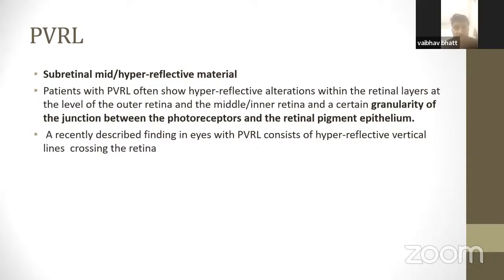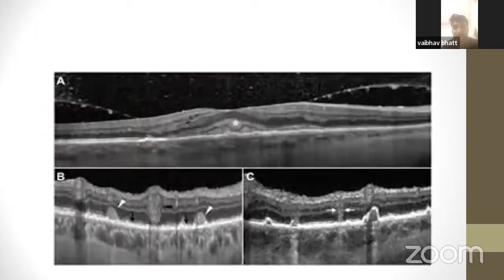In PVRL, we see subretinal, mid, or hyperreflective material. Patients with PVRL often show hyperreflective alterations within the retinal layers at the level of the outer retina and the middle inner retina, and a certain granularity of the junction between the photoreceptors and the RPE. A recently described finding in eyes with PVRL consists of hyperreflective vertical lines crossing the retina, as sir was mentioning.